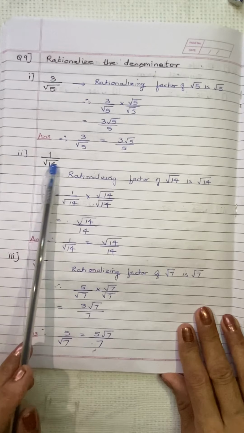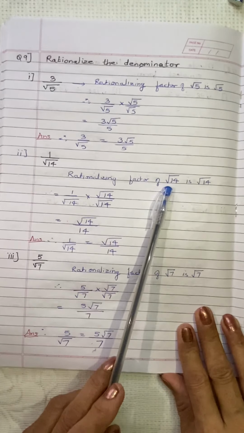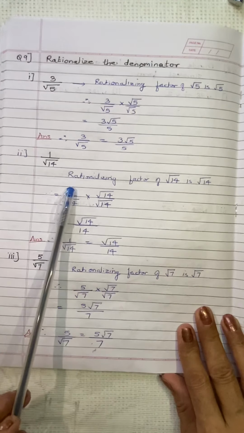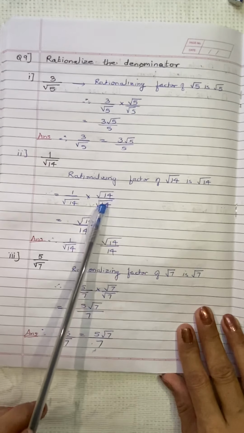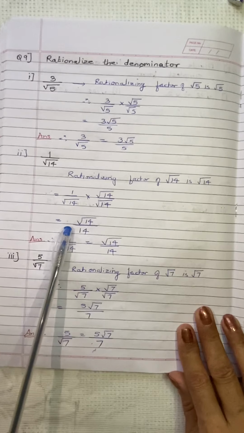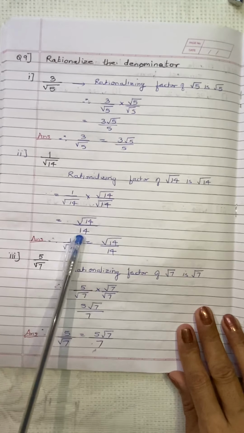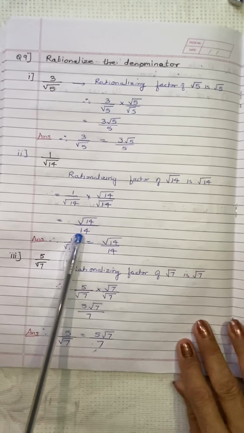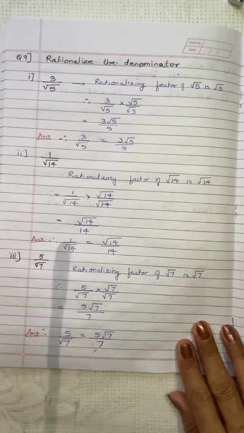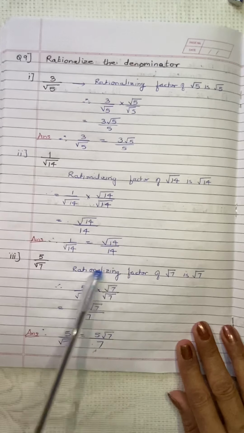Second one, 1 upon root 14. Rationalizing factor of root 14 is root 14 itself. So 1 upon root 14 into root 14 upon root 14. So here it is root 14 upon, the radical will be removed, that is 14, because root 14 into root 14 is 14. So root 14 upon 14.